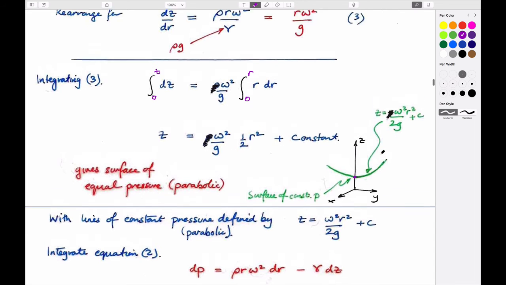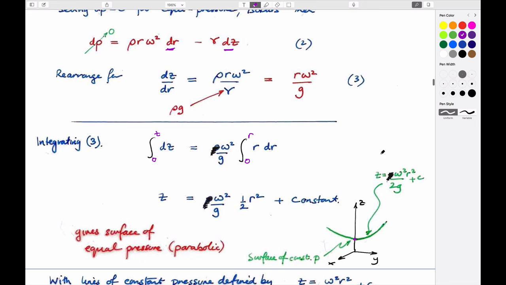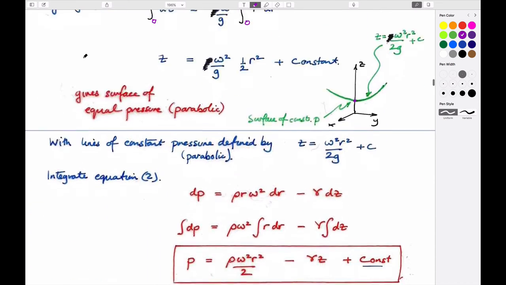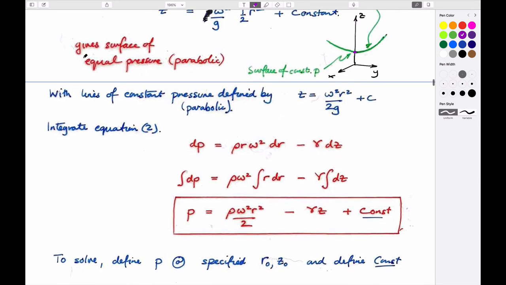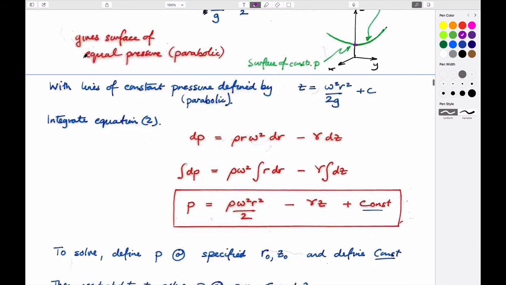Getting a bit short on time, but we could also then take equation 2 again, and look at doing the integration with respect to dz. And so we get how pressure changes in this particular case. Again, this is just the expression we already had. In this case, we've chosen not to make this equal to 0. And if we do that, we can integrate it, and this gives us the pressure within the system as we go from one location to another.